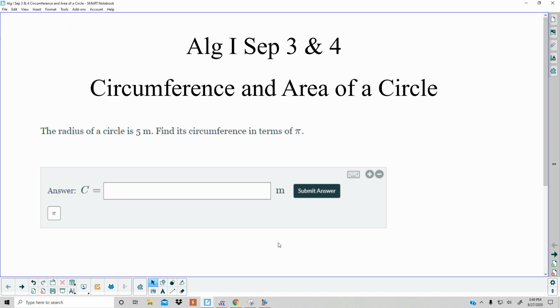Hello everyone, this is for Algebra A, and it's getting you used to using Delta Math. The problems should be pretty straightforward, it's just getting used to typing them in. So this is going to be finding the area and circumference of a circle.